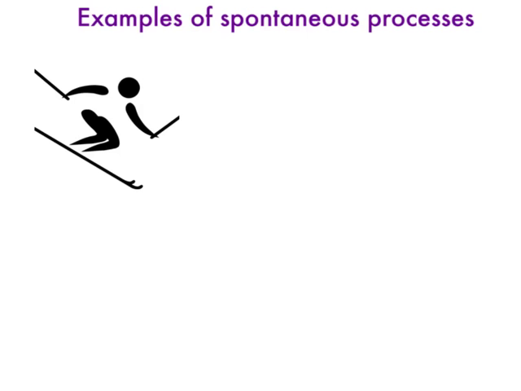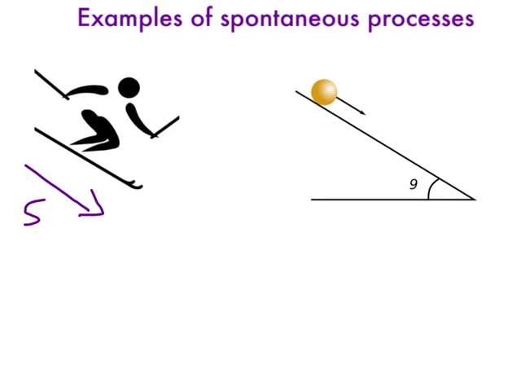Let's look at some examples now of some spontaneous processes. Here we have a skier skiing downhill. If you put a skier at the top of a hill facing down the hill, then they will automatically move down the hill. You don't need to alter the conditions. The conditions are set, and therefore this would be a spontaneous process.